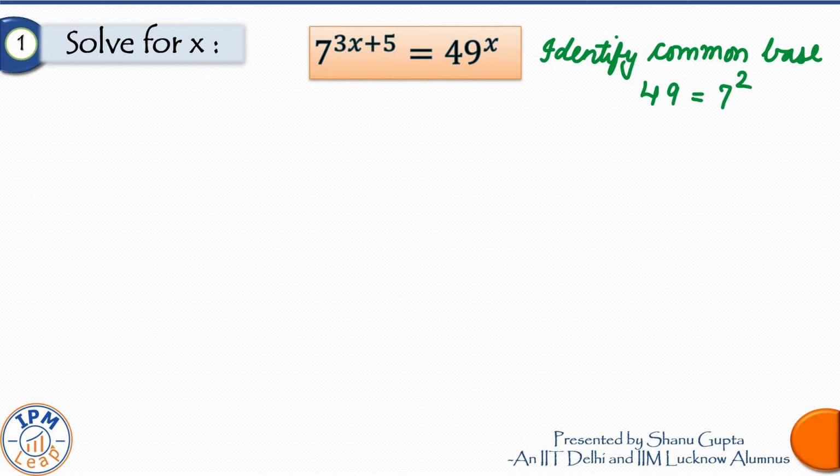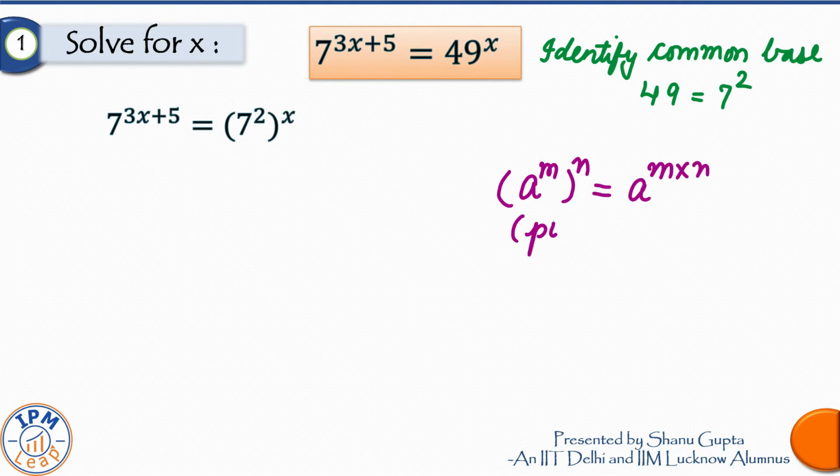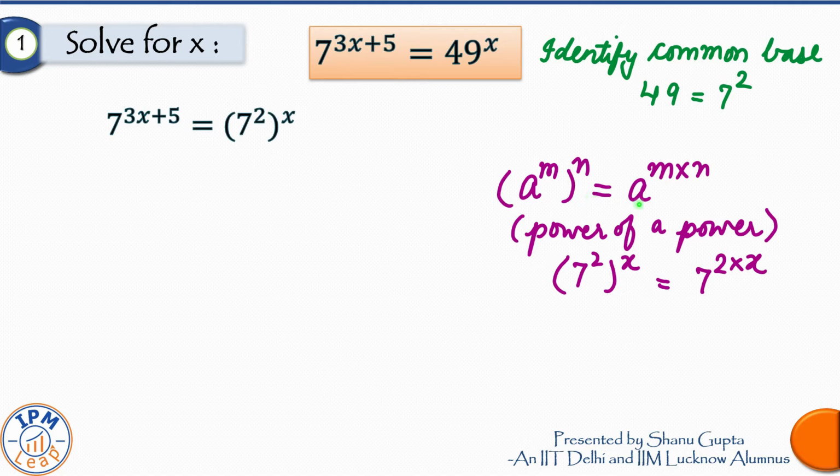And we can write 49 as 7 square. So our same equation now looks like 7 raised power of 3x plus 5 is equal to 7 raised power of 2 whole raised power of x. Now how do we simplify this? Well, when we have a power of a power, something like a raised power of m whole raised power of n, it is equal to a raised power of m into n.